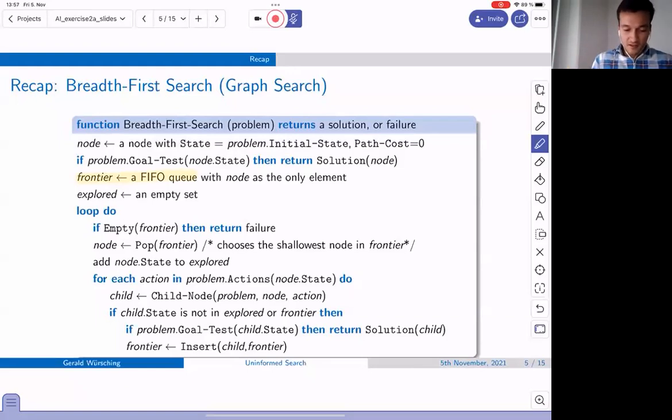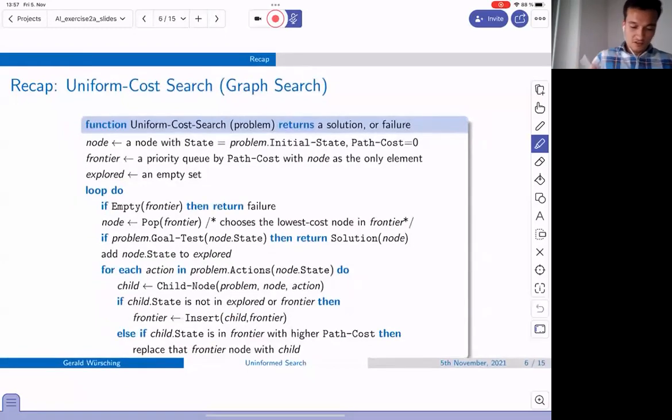The second thing that's important in breadth first search is that we perform the goal test when we look at the children of a node. So we don't select a node and then perform the goal test. We do it the other way around. We have a node, we look at the children of the node, and for each of these children, we perform a goal test and check if it's our goal node.